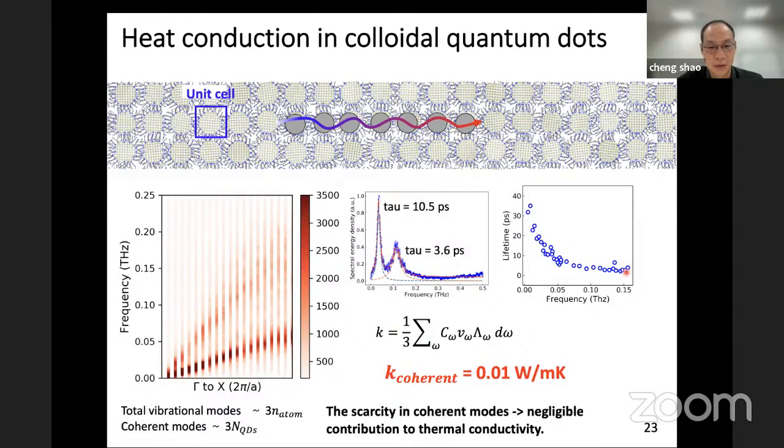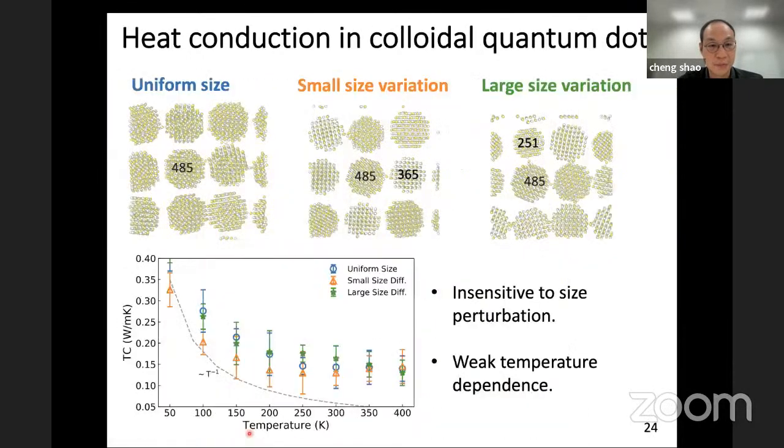The reason for the extremely small contribution to thermal conductivity is that the total number of coherent modes is very scarce compared to all the available vibration modes in the system, because the number of coherent modes is proportional to the number of quantum dots, but the total number of vibration modes is proportional to the number of atoms. So the population of the coherent modes is much smaller compared to the total phonon modes.